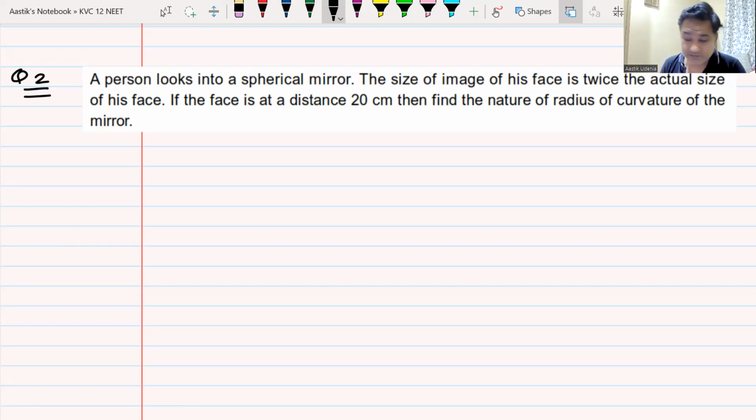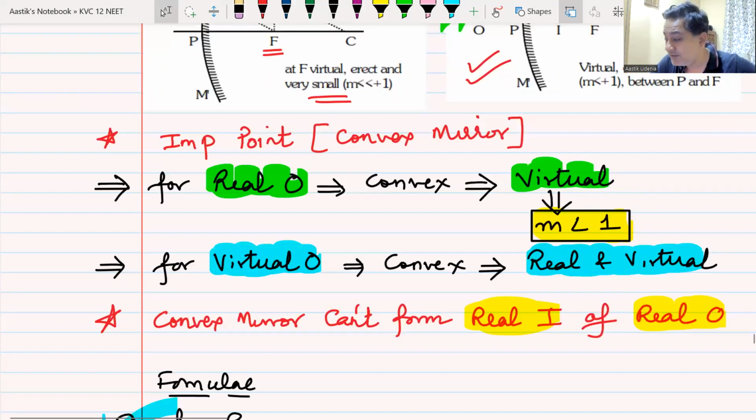Now that is where the power of the brain and the power of memory will come, and I know that you don't remember it. Everything is there in your notes on concave mirror, sir. And I've gone back and shown you the snapshot of this. Important point: convex mirror for real object.